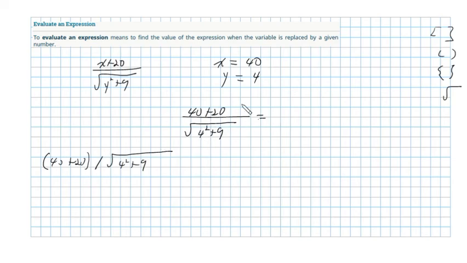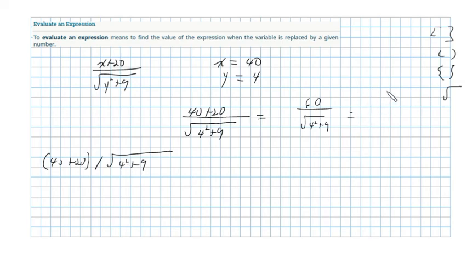So what gets done first? Well, we have two groupings, and the leftmost grouping has to be done first. When you see it this way, you need to realize that this 40 plus 20 would be your leftmost grouping. So this needs to become 60 over the square root of 4 squared plus 9. Now we have to take care of this grouping here. And inside here we have an addition and an exponent, which needs to be done first.